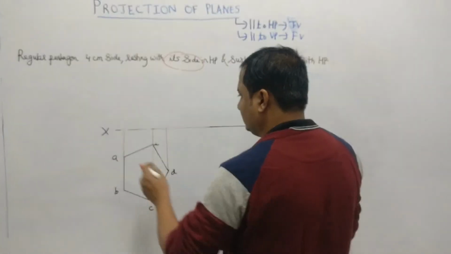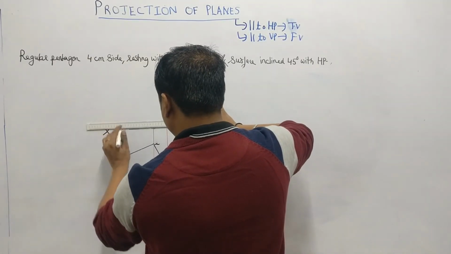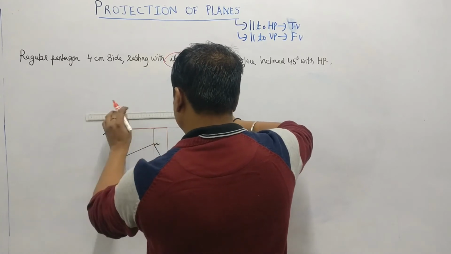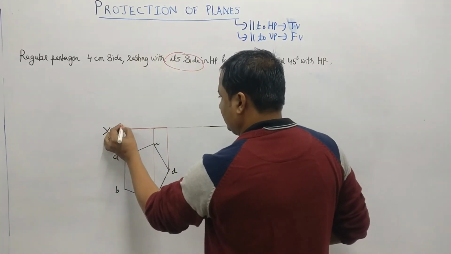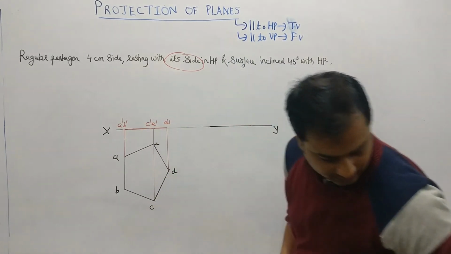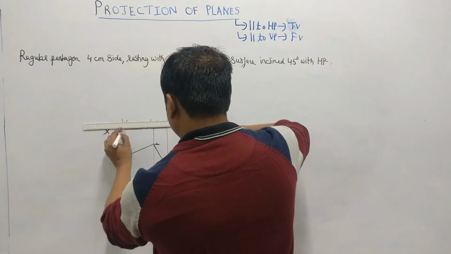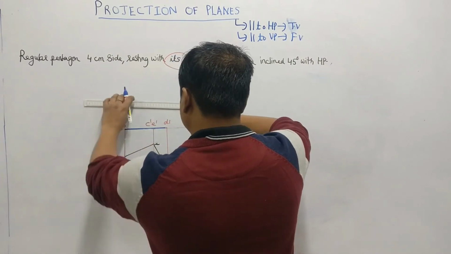So this is the projector. The front view I have told I will be taking on the X, Y. So this will be my front view. This is my front view. So this is A dash, B dash, C dash, E dash, this is D dash. Okay, so that is my front view. I will make it in a different color. Okay, this is my front view.